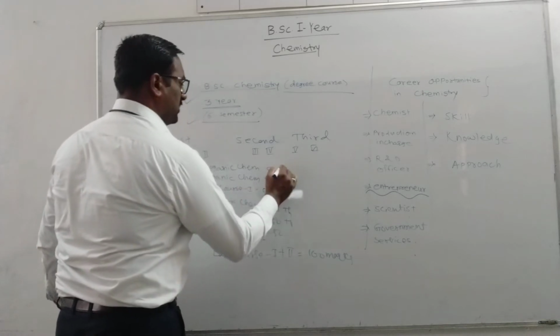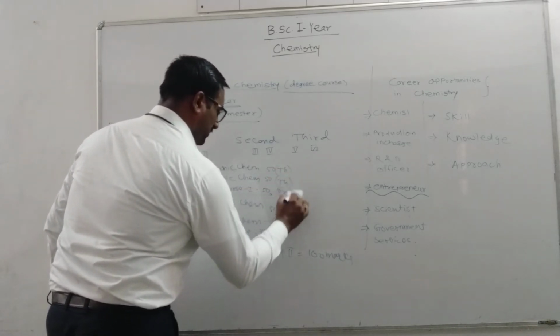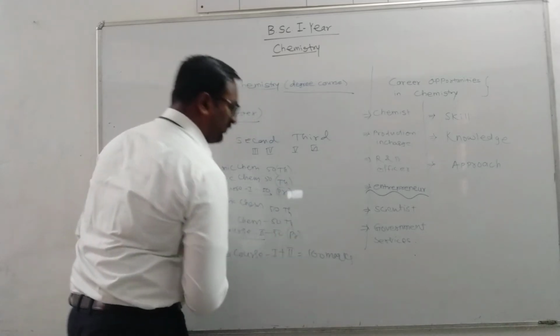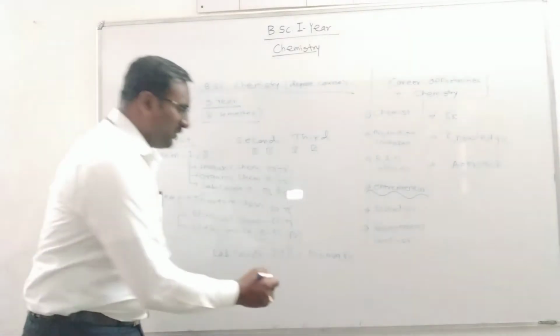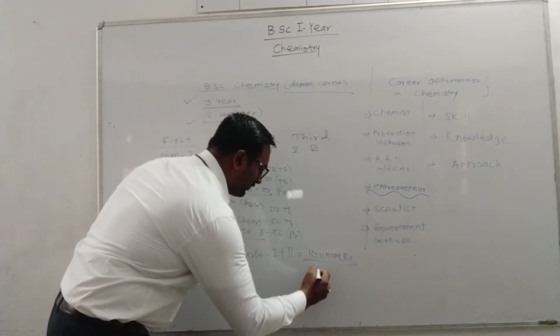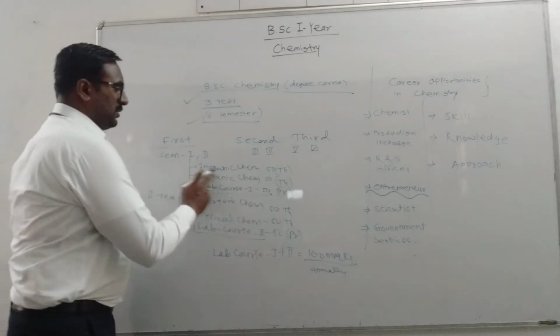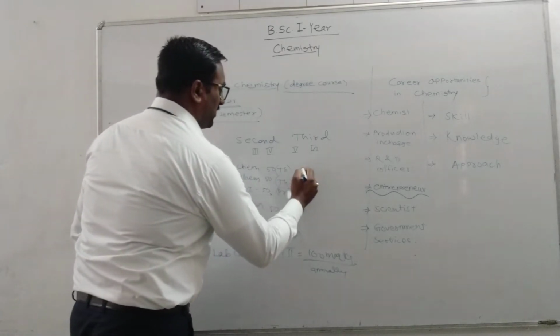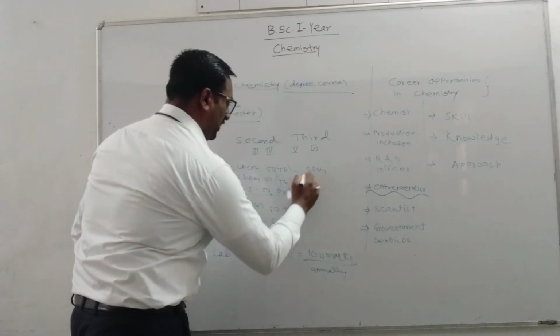This is also a theory paper. This is also theory. This is a practical paper. For lab course 1 and lab course 2, 100 marks. Examination is conducted annually. And for the theory paper, examination is a semester exam.